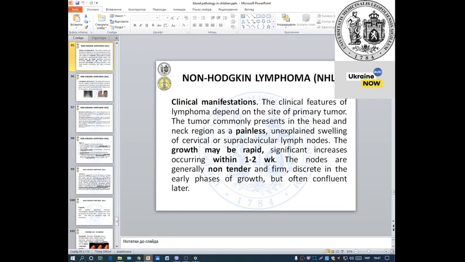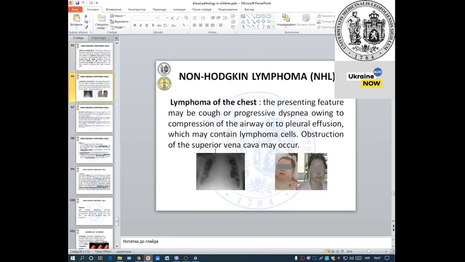The clinical manifestations of non-Hodgkin lymphoma depend on the site of the primary tumor, which is painless with rapid growth within 1 to 2 weeks. Lymphoma of the chest manifests with cough and progressive dyspnea due to compression of the airway or to pleural effusions, which contain lymphoma cells.